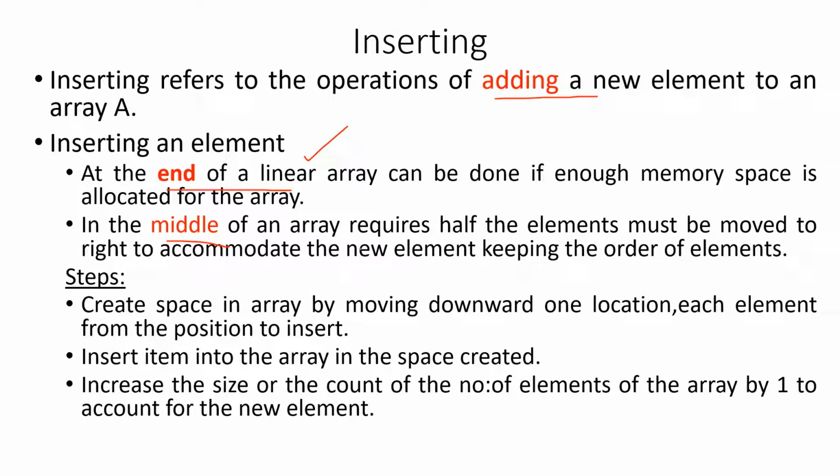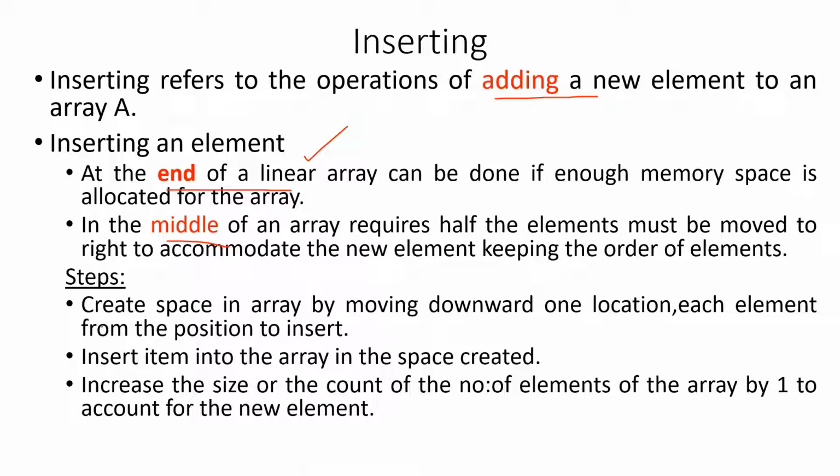When you are inserting in the middle of the array, you have to shift almost half the elements to the right side to accommodate the new element. It has to be moved keeping the order of the elements. Suppose we have kept it in ascending order, then we have to move it in ascending order itself, right? You cannot just shift the number present at the position where we want to insert to the last position. We have to gradually move, keeping the order of the elements.